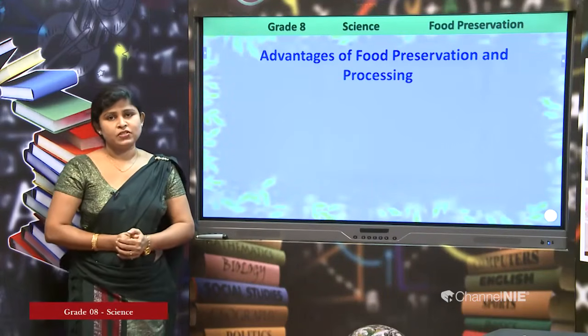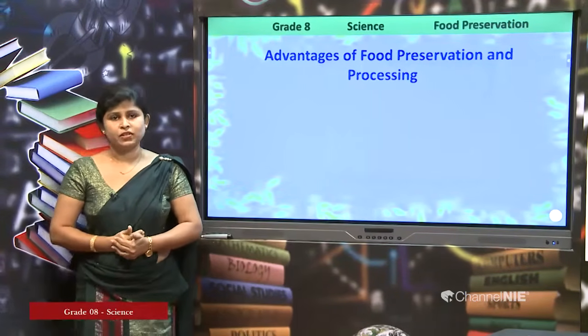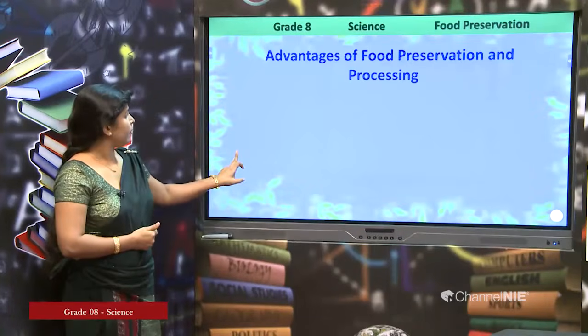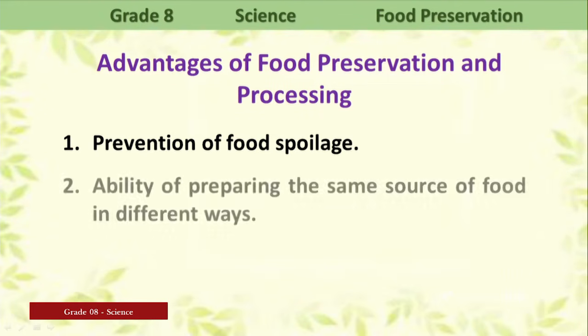Advantages of food preservation. Now, let us see what are the advantages we get through food preservation. Number 1, prevention of food spoilage. The food spoilage is prevented. It is minimized by food preservation. Then ability of preparing the same source of food in different ways. According to our appetite, we can consume the same food in different ways. So, ability of preparing the same source of food in different ways, that is important.